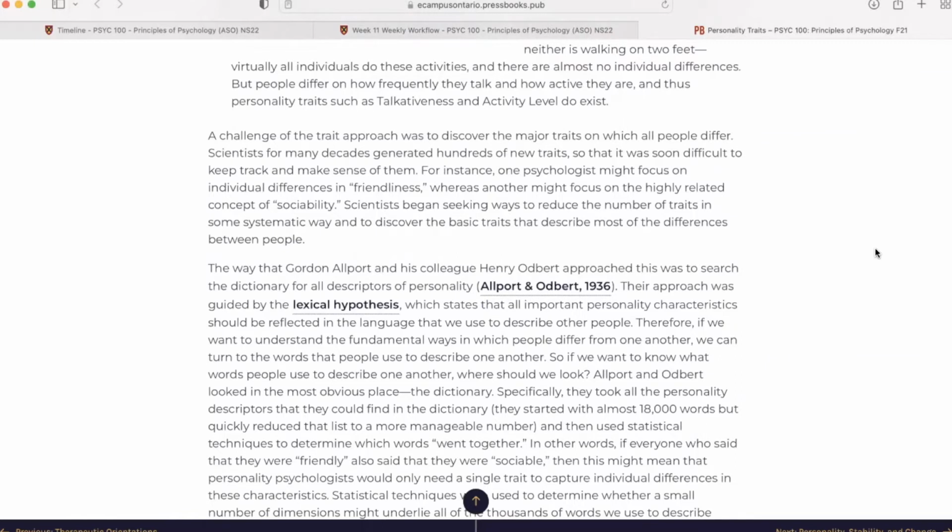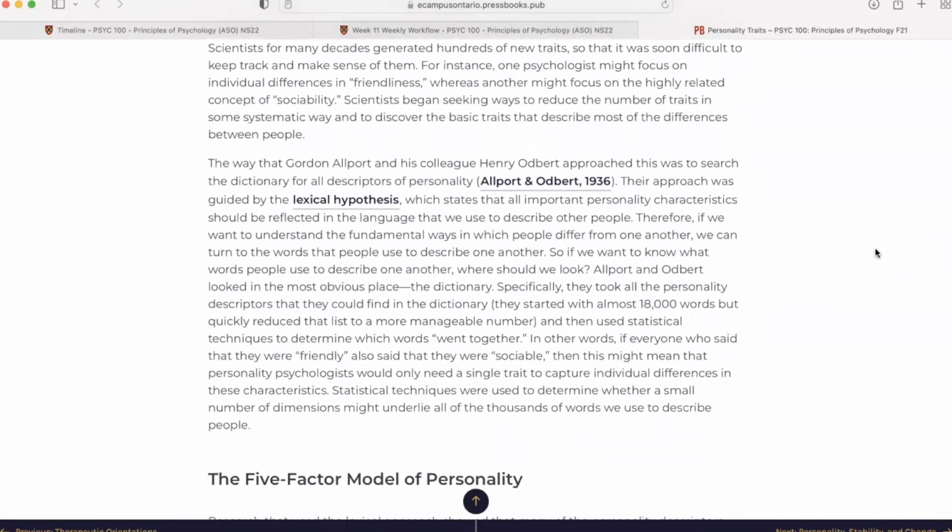The way that Gordon Allport and his colleague Henry Odbert approached this was to search the dictionary for all descriptors of personality. That was in 1936. Their approach was guided by the lexical hypothesis, which states that all important personality characteristics should be reflected in the language that we use to describe other people. Therefore, if we want to understand the fundamental ways in which people differ from one another, we can turn to the words that people use to describe one another.